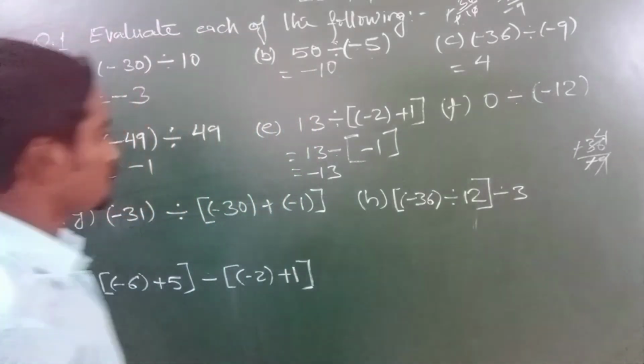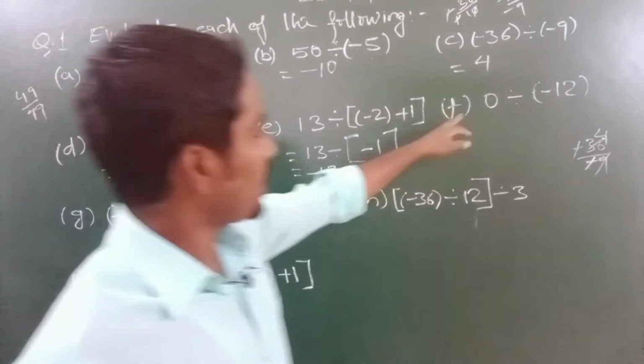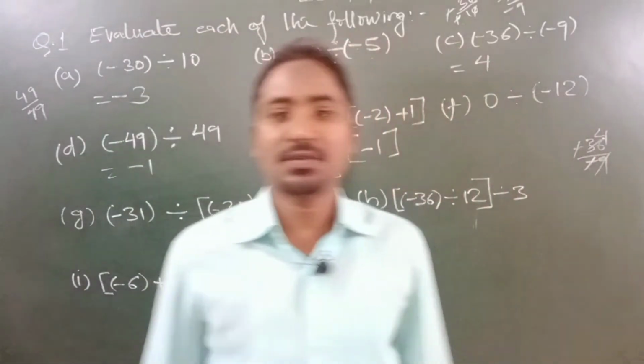Okay, so this was your E. And then now F, 0 divided by -12.